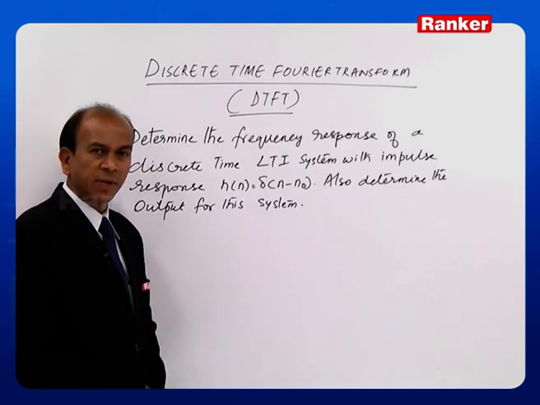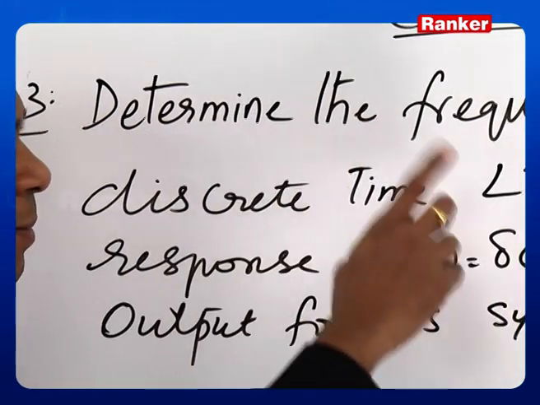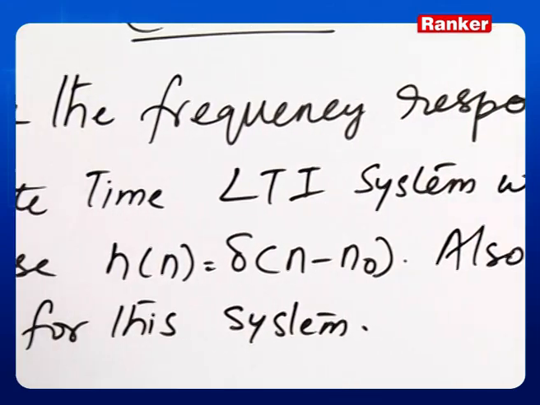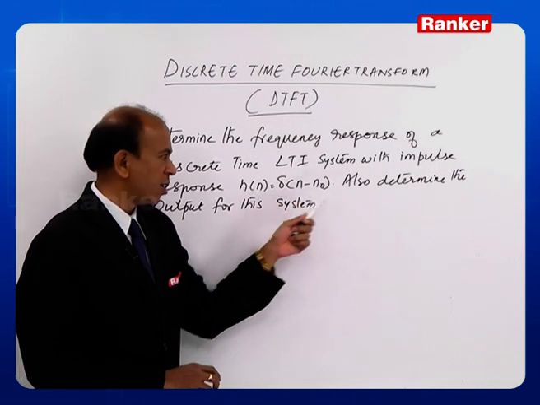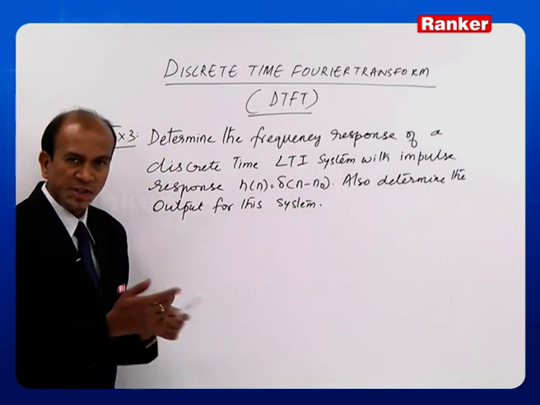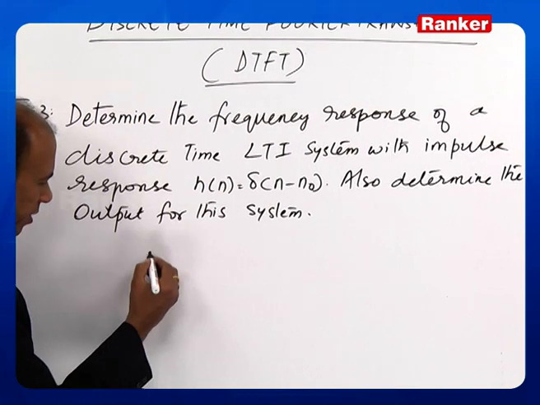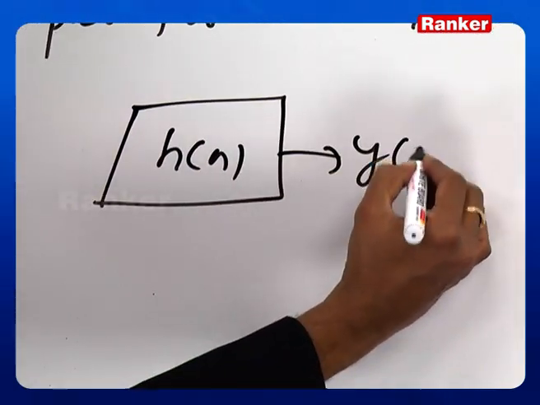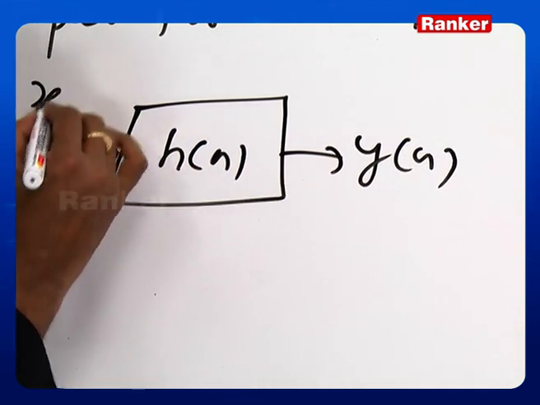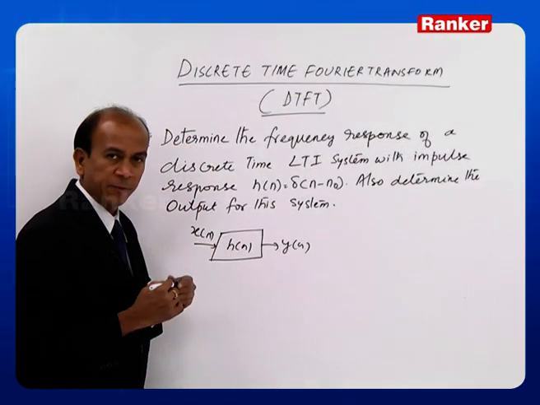Let us see the third example. The third example says, determine the frequency response of a discrete time LTI system with impulse response h of n given as delta of n minus n naught. Also determine the output for this system. So, let us just put it on the board like this. This is my h of n, and let us say this is my output y of n, and this has an input x of n.